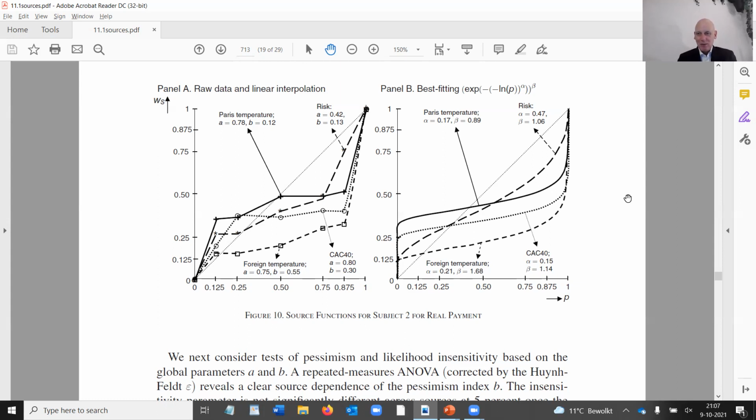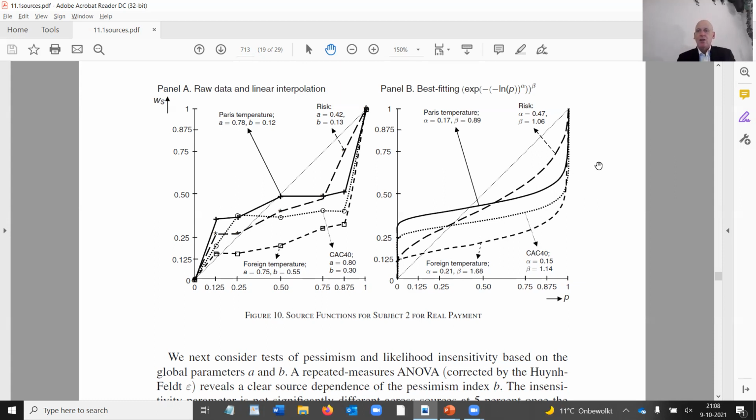And an expected utility maximizer, a rational person, would never do that. But that's the kind of thing that we're studying here and finding here. That's what these graphs are illustrating to us, that kind of source preference. You see CAC 40, the financial one, is somewhat in between.